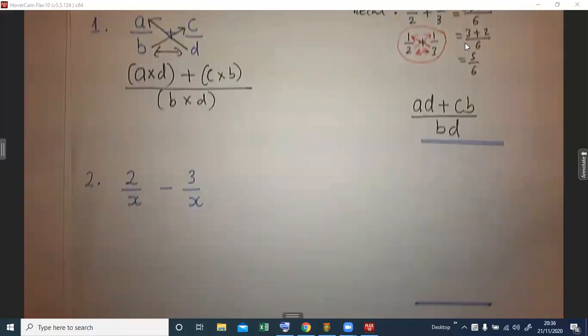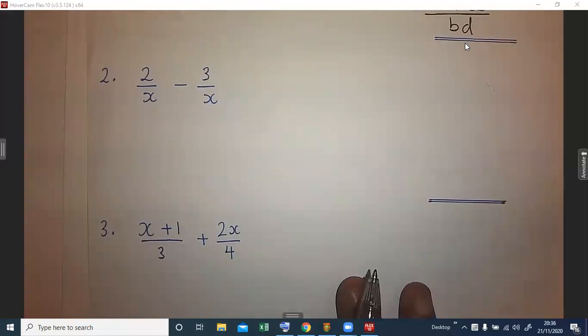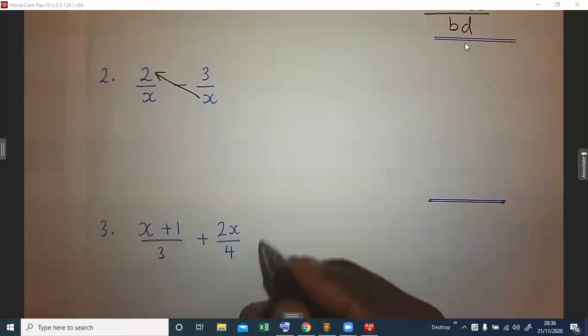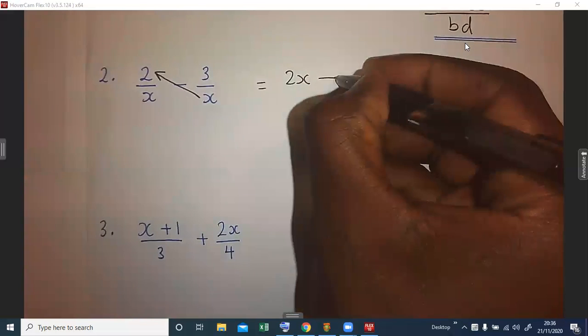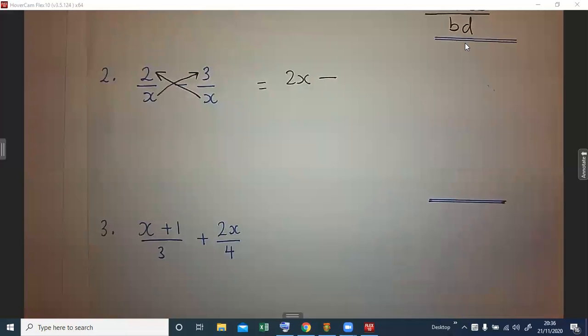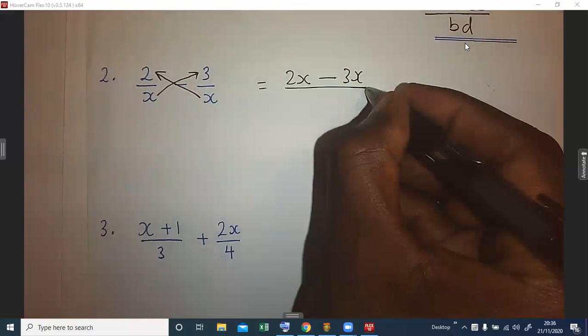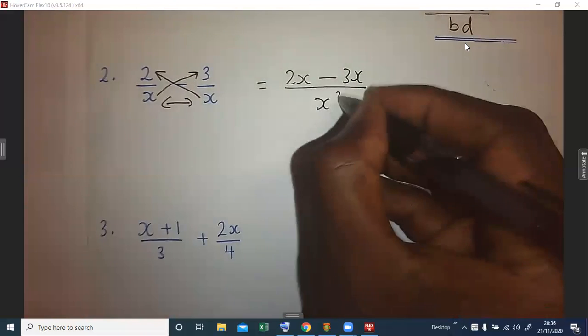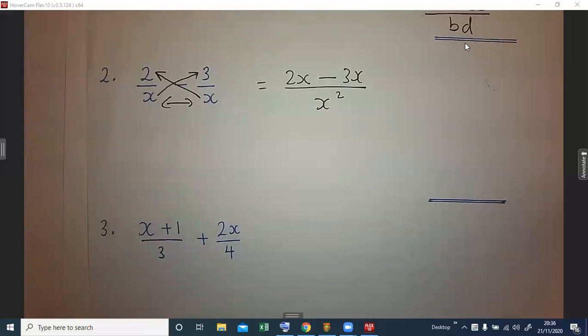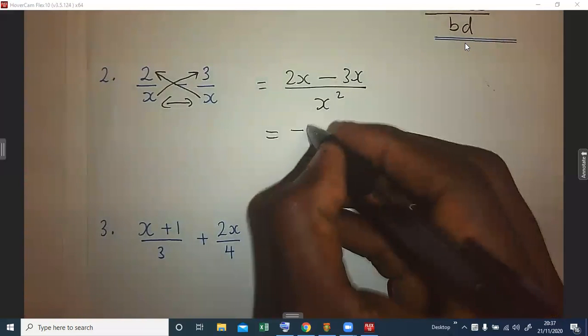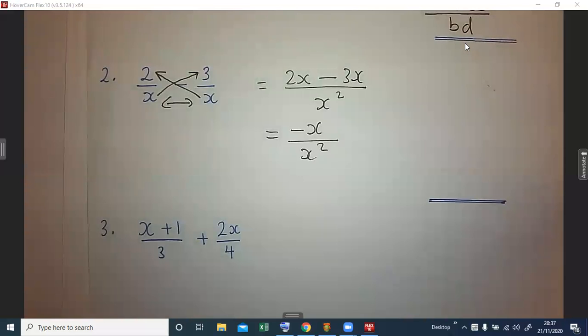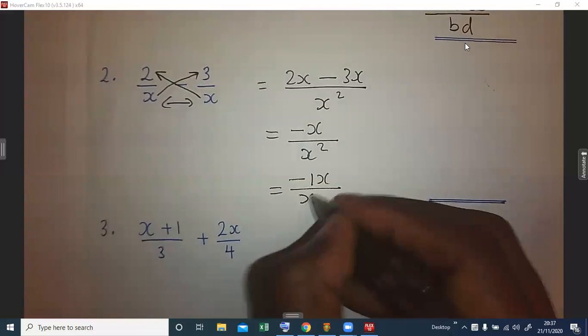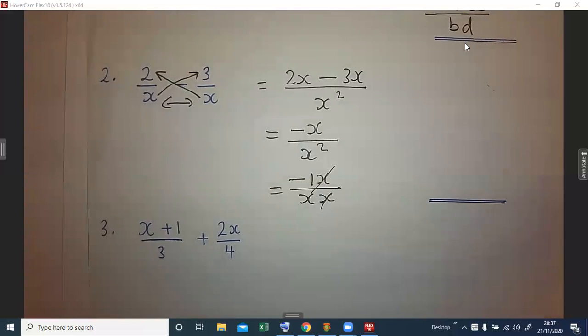Let's look at the second example here. Basically, we can go as quick as possible by x times 2, that will give us 2x, minus x times 3, that will give us 3x, over x times x, that gives us x squared, right? Now we can simplify further. 2x minus 3x, we get minus x over x squared. Up we have x, down we have x, so we can simplify. This is the same as saying minus 1x over x times x. So x and x will simplify, and the final answer will be minus 1 over x. So we have written this as a single fraction.